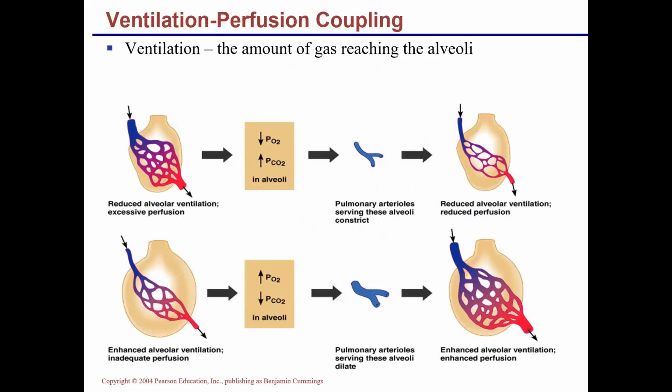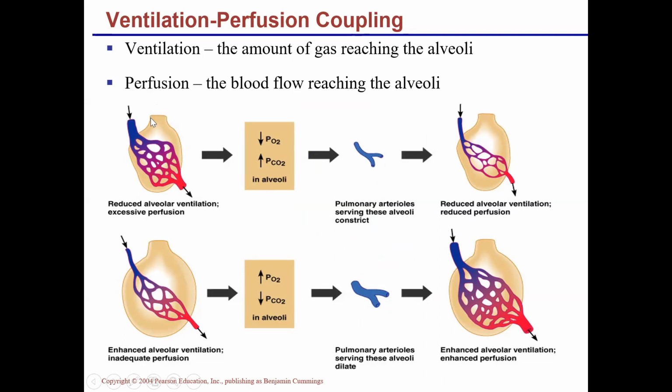And the next concept is called ventilation perfusion coupling. This is the mechanism for gas exchange in the lung. Ventilation is talking about the air in and out. Ventilation talks about the movement of the gas. Perfusion talks about the movement of blood. So ventilation is for gas, perfusion is for blood.